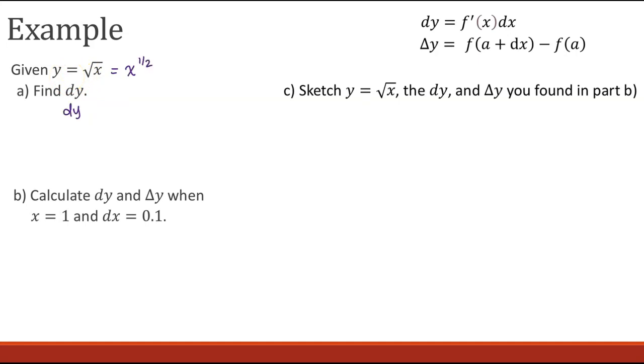So if we take the derivative, dy dx, that's 1/2 x to the negative 1/2, or 1 over 2 times the square root of x. But now we want to solve for just the approximate change in y. So dy we can isolate by multiplying by the change in x, multiplying by dx. So we have dy is equal to 1 over 2 times the square root of x times dx.